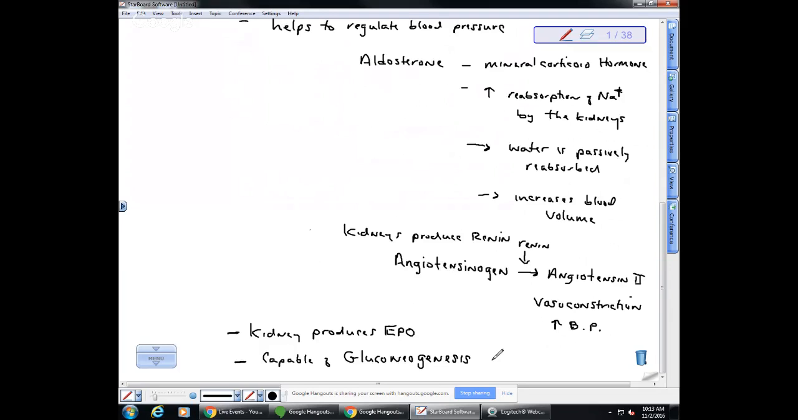And the liver does this, but also the kidney does this. So this is the production of glucose from non-carbohydrate. Right? So protein or lipid. And so you could say that the kidney, therefore, helps to regulate glucose levels in the blood.